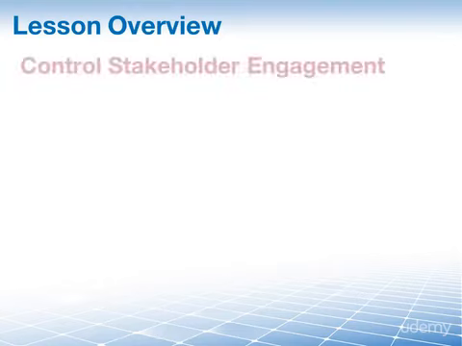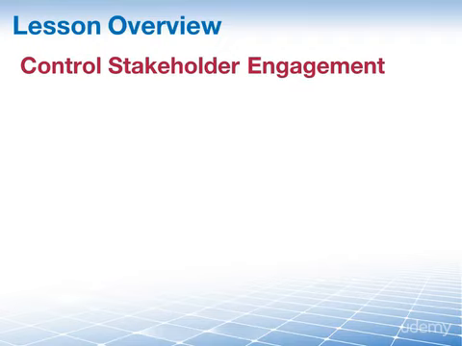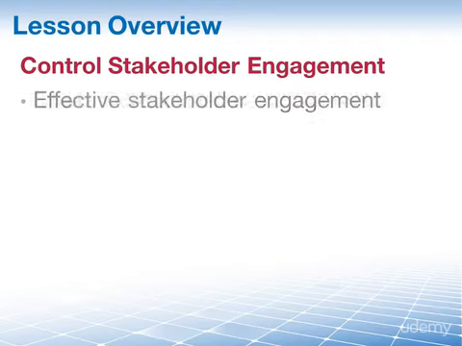In this lesson, we discuss the control stakeholder engagement process, which is the fourth process of the Manage Project Stakeholders knowledge area. Stakeholder engagement is key to the success of any project, and controlling stakeholder engagement will increase the efficiency and effectiveness of your project. So in this lesson, we will explain the main concept behind stakeholder engagement and how to control it effectively.